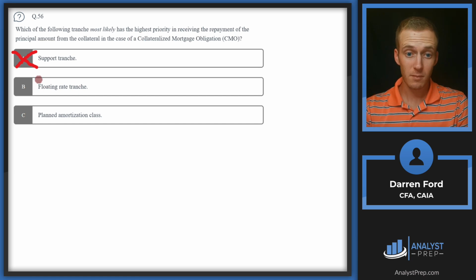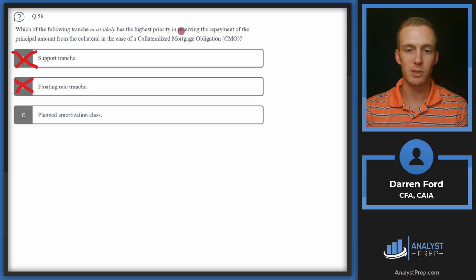B, floating rate tranche. On the floating rate, the coupons here are going to be set based on LIBOR plus some spread, and they're going to be collecting interest, not really principal. So we can probably rule this one out too as not being a high priority since we're focusing on the repayment of principal.